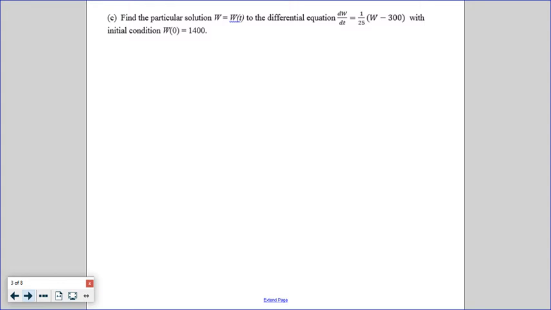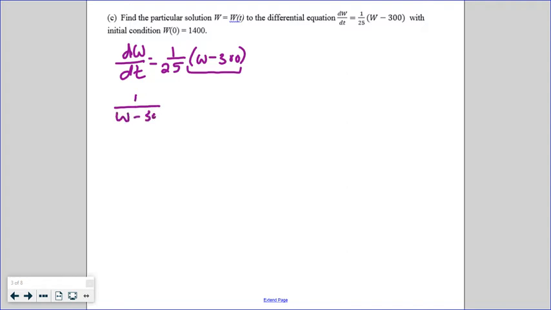Sticking with that same situation, part C, find the particular solution W equals W of t to the differential equation dW dt equals. And so what they're giving us is a separable differential equation here. So one thing we could do is separate our variables. I could divide by this term W minus 300. Which then I can integrate both sides.